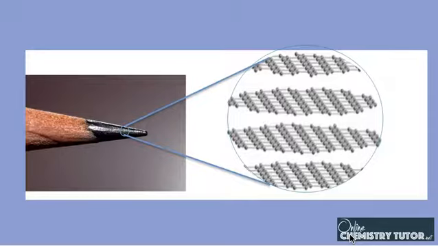We use it in pencils because if you run a pencil across a piece of paper, essentially what you are doing is breaking the weak forces between the layers, and that causes the graphite to spread out onto a sheet of paper.